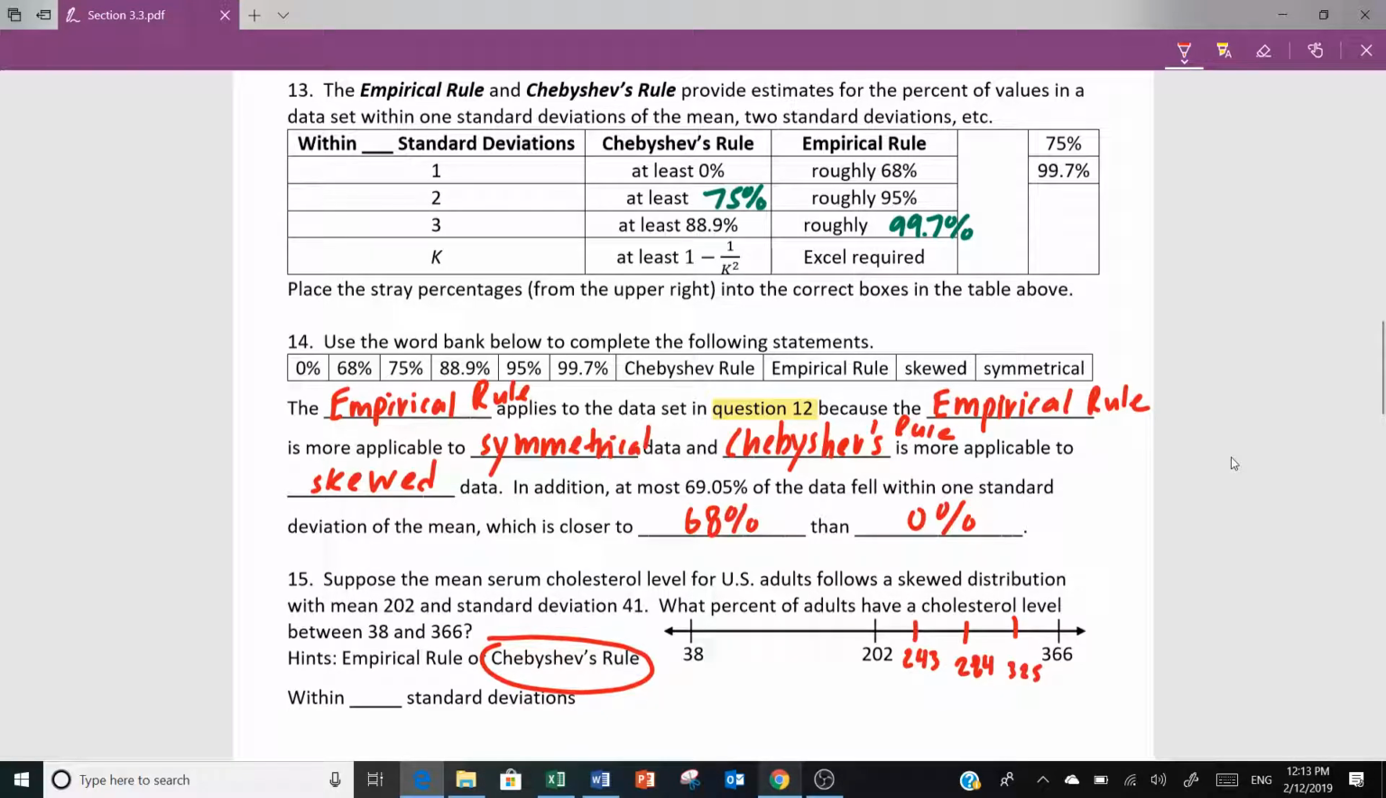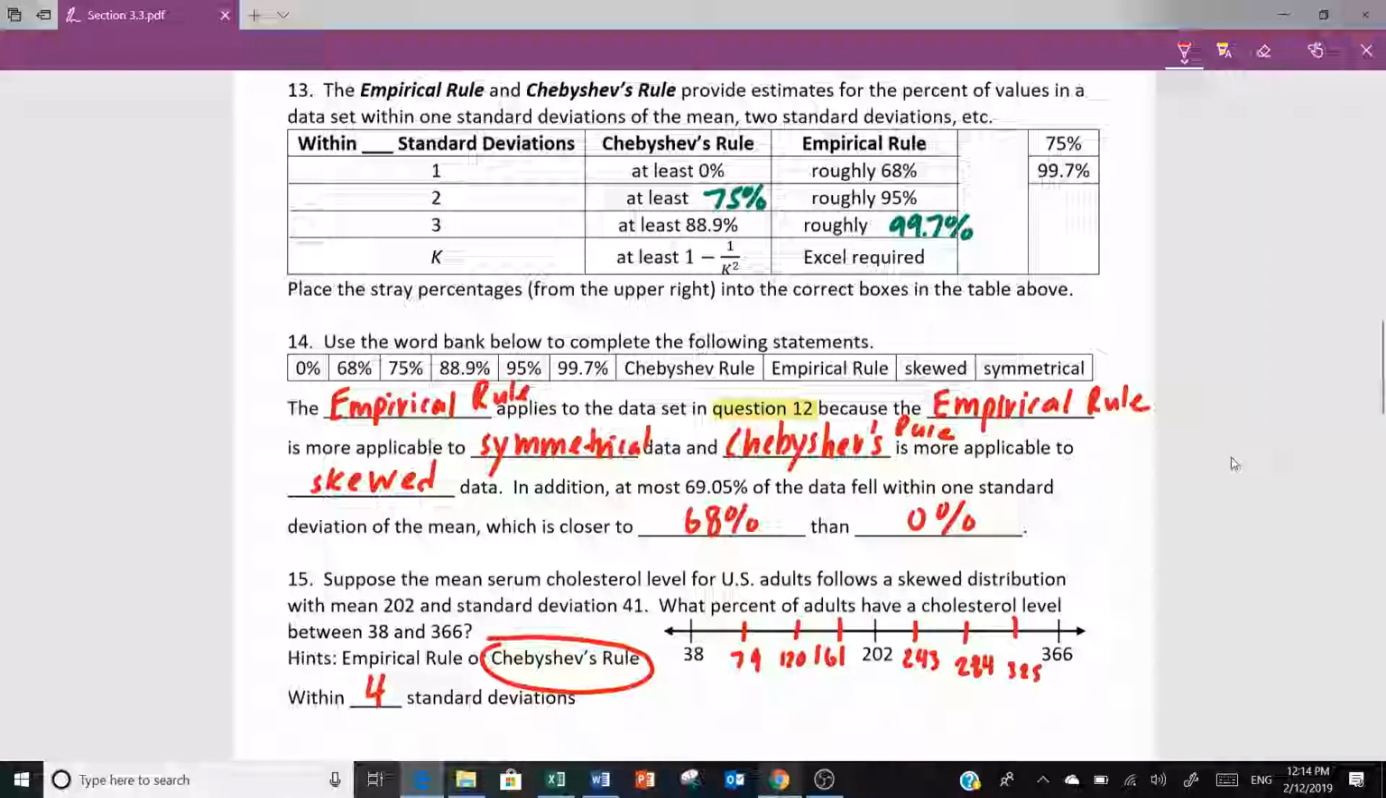Do we even need to check the bottom? We should, just in case, because we don't want to jump to conclusions. So if we check the bottom, the numbers were, if you subtract 1 standard deviation, you get 161. 2 standard deviations, 120. 3 standard deviations, 79. And then 4 standard deviations, 38.